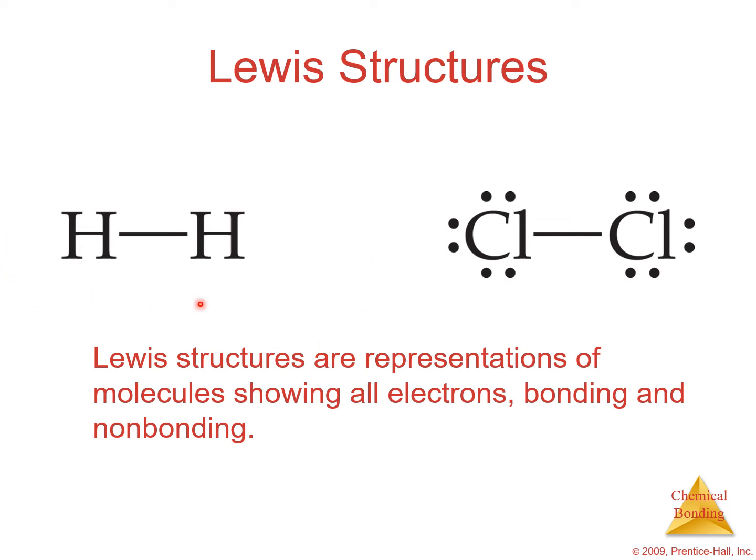If we have two atoms of hydrogen, they share the two electrons between them. And for Cl, with 7 electrons, each one shares 1, so each one has an octet around it. So Lewis structures are representations of molecules showing all electrons, bonding and non-bonding. For this reason, drawing Lewis structures is an important skill that you should practice.